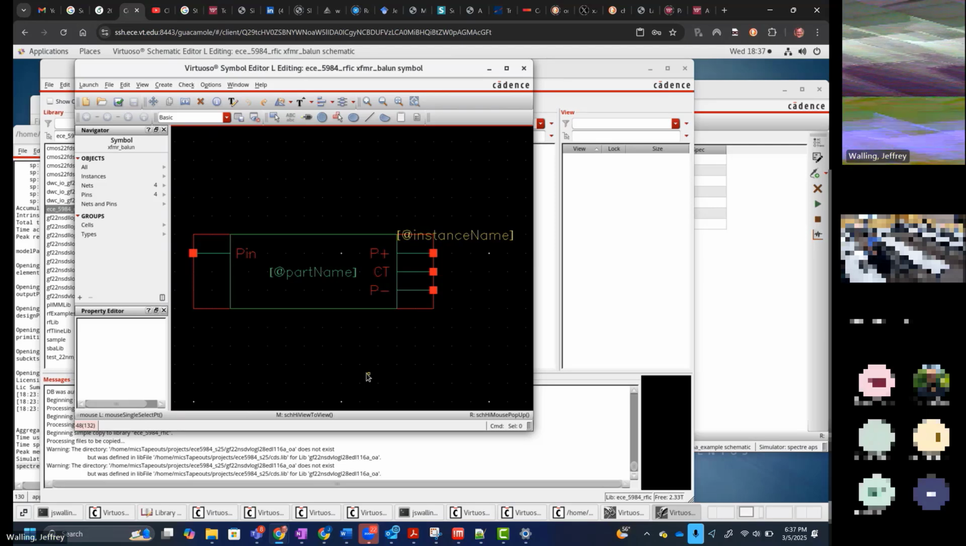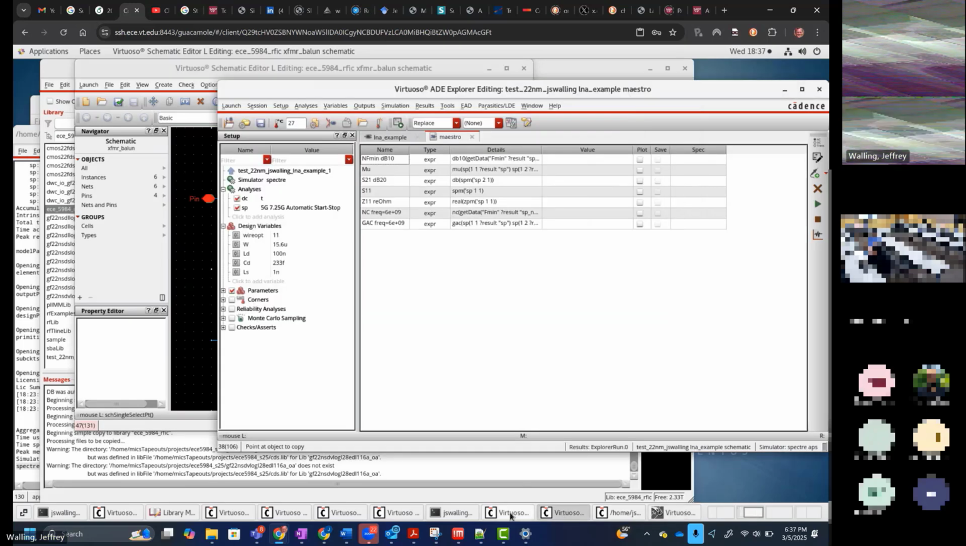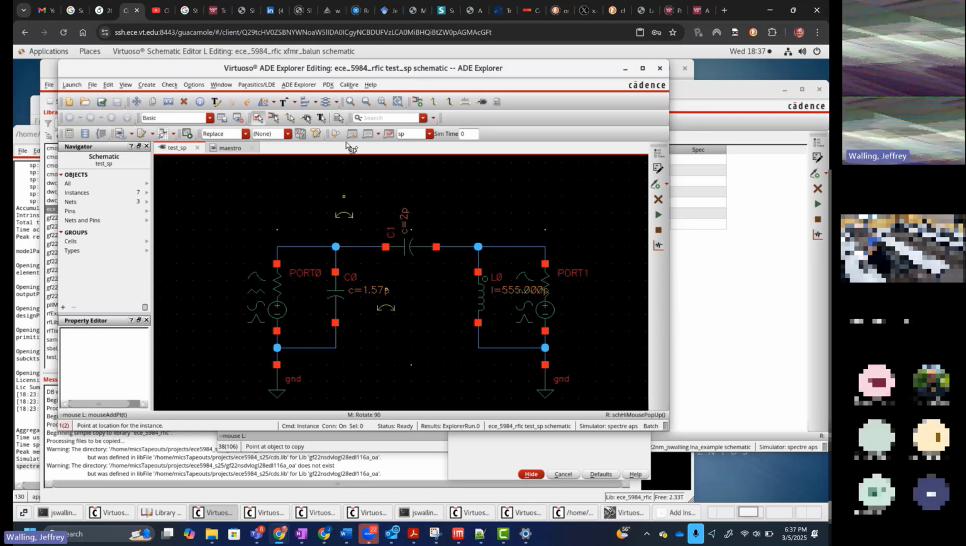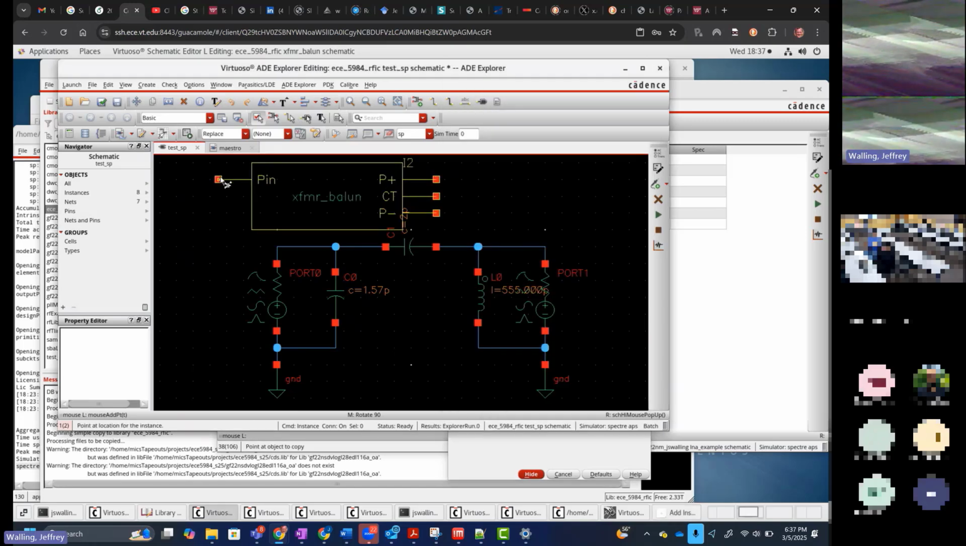All right. Now that one is in my library. You can use that if you want to, or you can make your own to give it a try. You would instantiate it just by opening up or adding an instance, pointing to the correct library. I call this XFMR balun, and then you could drop it in.